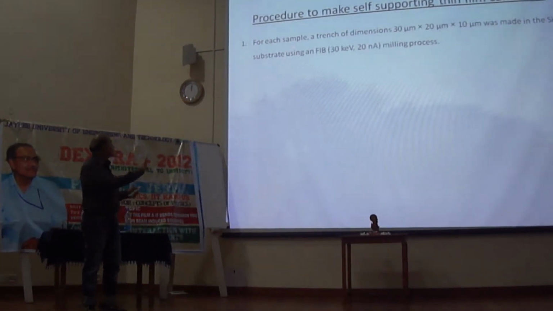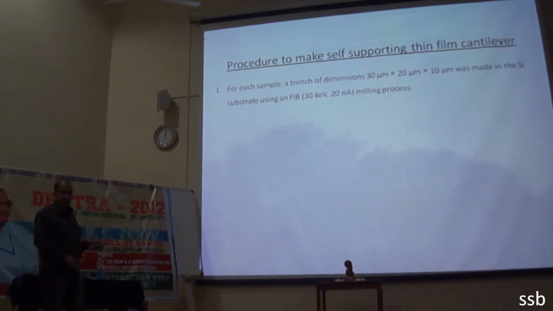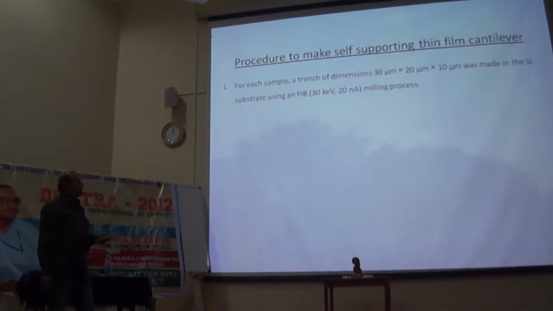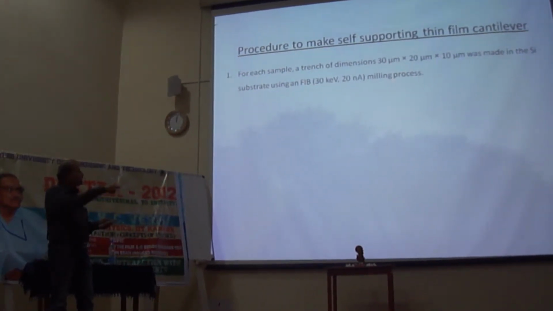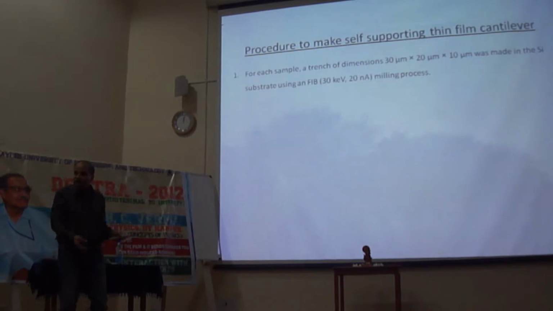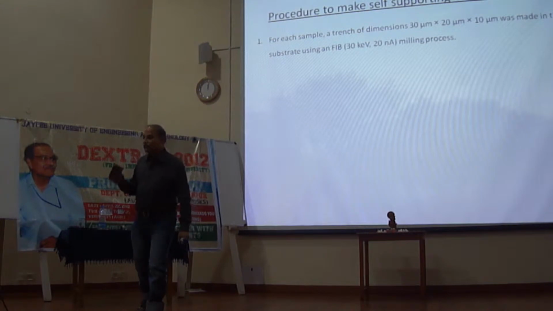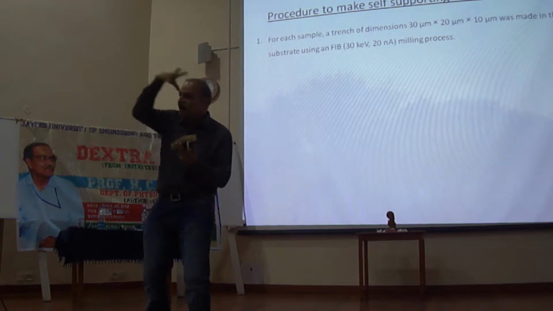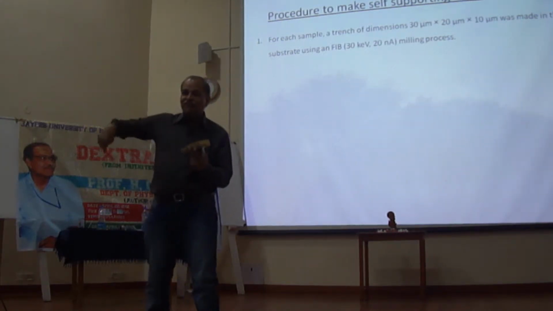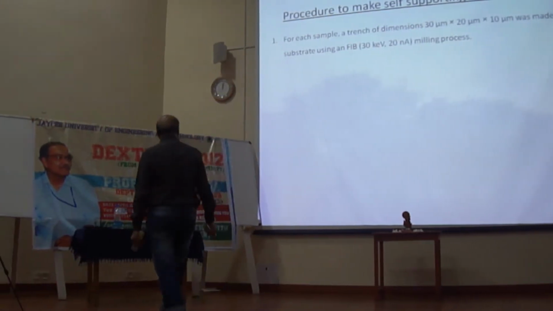So what we have done first, wait. We started with a big size silicon substrate. And in this big size silicon substrate, we have made this trench, 30 micrometer, 20 micrometer and 10 micrometer in depth. That was this part. So we take a silicon substrate, and then using this FIB, we take out the material to make a trench of 30 micrometer, 20 micrometer, and 10 micrometer. So in between, I have this trench.